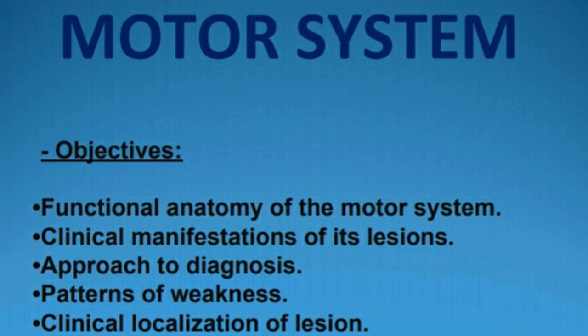I would like to present my lecture today, which is about the motor, cerebellar, and sensory system disorders. First of all, the motor system. The objectives of this lecture are to describe the functional anatomy of the motor system, to list the clinical manifestations of its lesions, to get an approach to diagnosis, to list the patterns of weakness, and lastly, the clinical localization of the lesion.